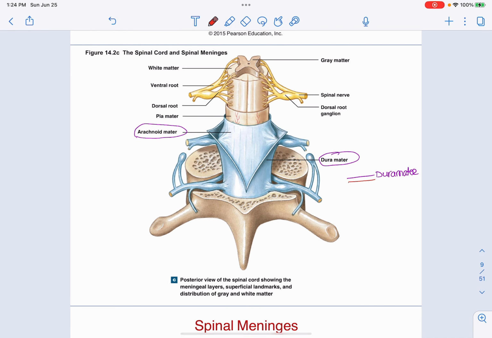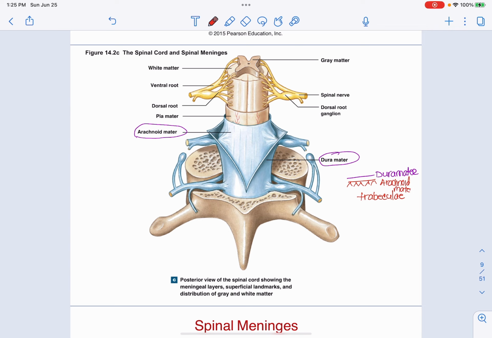And the arachnoid mater is right underneath it, and it has these little struts, and this is what makes it kind of look spidery, these little struts here. These are called trabeculae. Do you remember that word when we studied bone? So those are the trabeculae. And this is arachnoid mater.